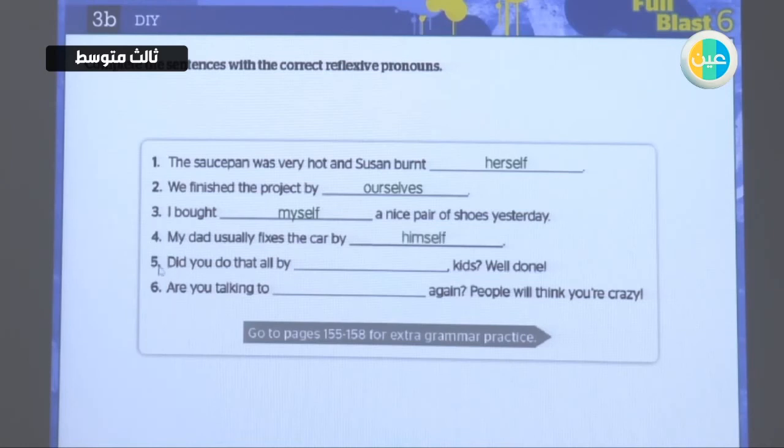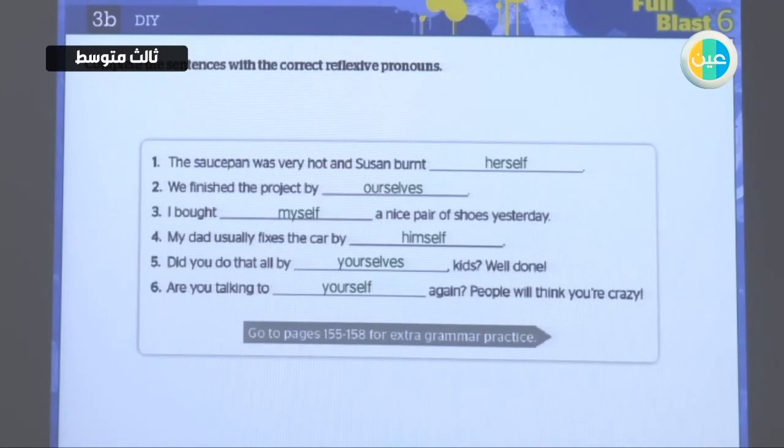Himself. Number 5, did you do that all by you? So what do you think the reflexive pronoun is? Yourselves. Are you talking to again? People will think you are crazy. So, are you? The correct answer will be yourself. Are you talking to yourself again? People will think you're crazy. You have at page 155, 158 extra grammar practice related to the reflexive pronouns.